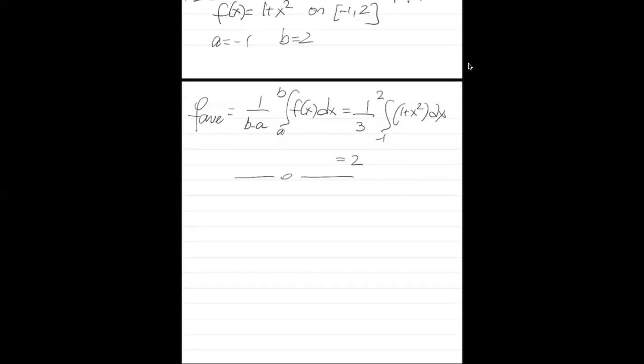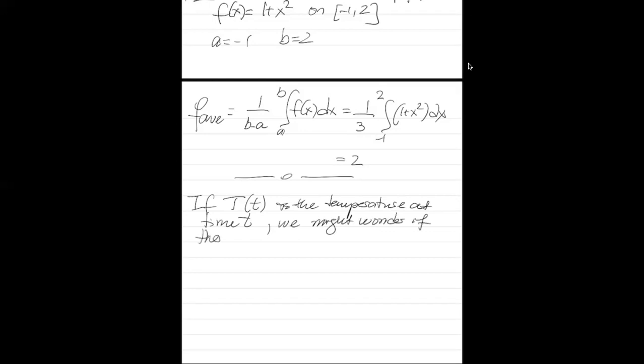Now, back to our example with the temperature. We have another question. If T at some time t is the temperature at time t, we might wonder if there is a specific time when the temperature is the same as the average temperature.